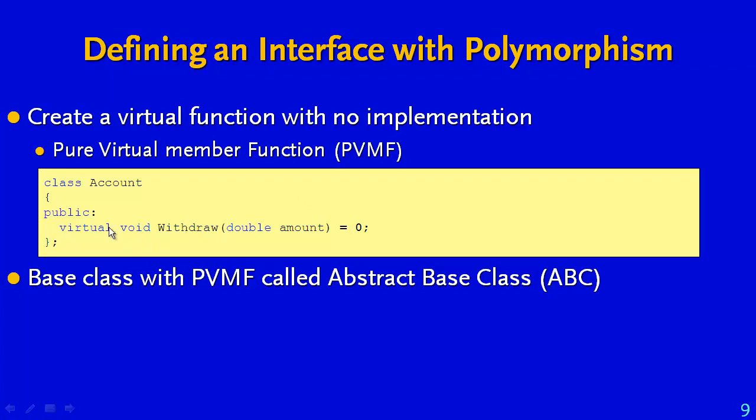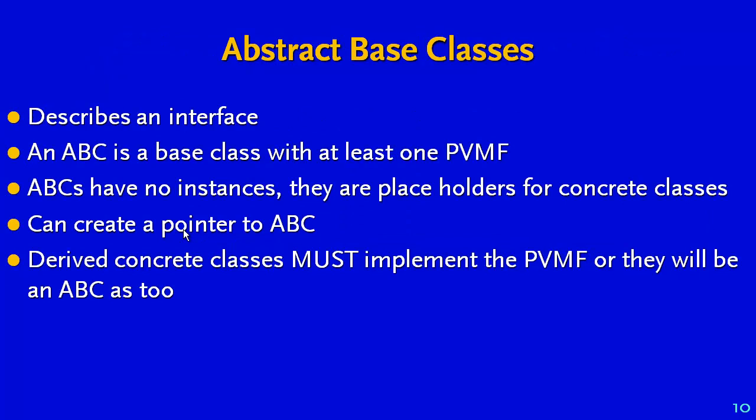Because if you do not implement, or override, the withdraw function in the derived class, this function here will be inherited, of course. That's inheritance, and it's a pure virtual function which is inherited, and it makes it pure virtual in the derived class, which makes the derived class abstract, and abstract classes cannot have instances.